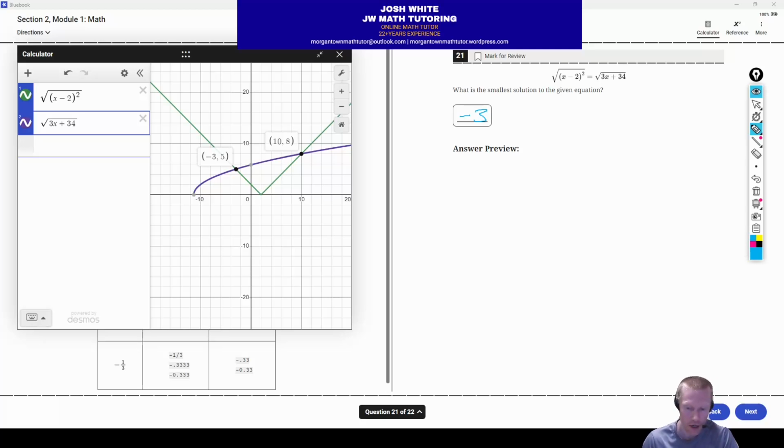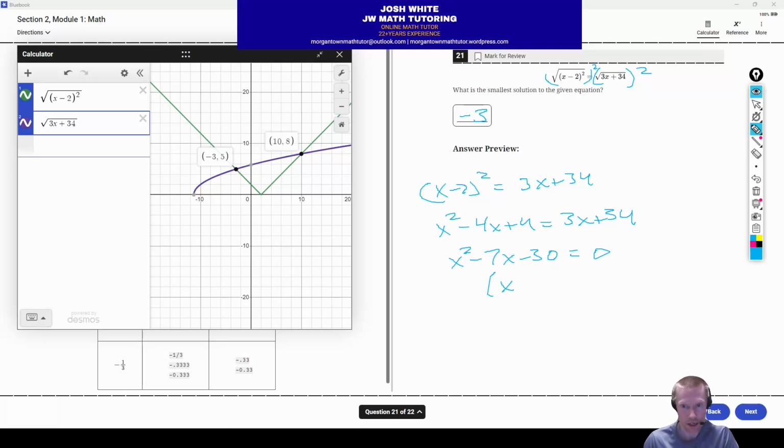Now, I will show you, just for information purposes, the way you would actually solve this by hand. You would square both sides, and you'd get x minus 2 squared equals 3x plus 34. Then you could FOIL this out, and it's going to be x squared minus 4x plus 4 equals 3x plus 34. Then you could bring the 3x over and it becomes x squared minus 7x. You could bring the 34 over, so it's going to become -30. Now it's equal to 0.